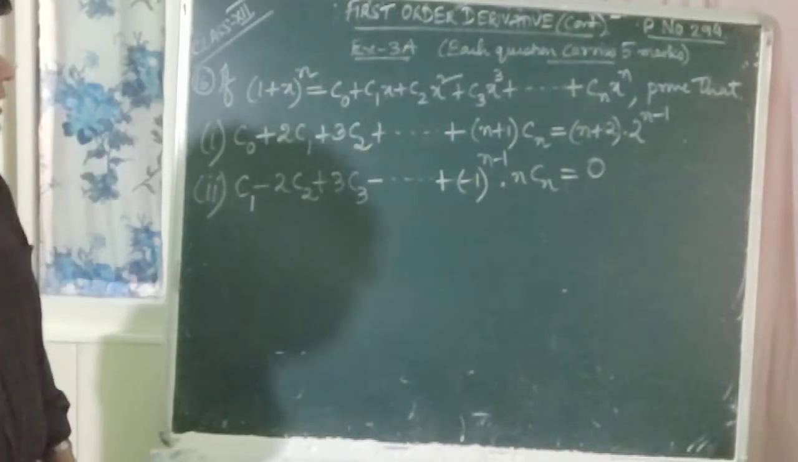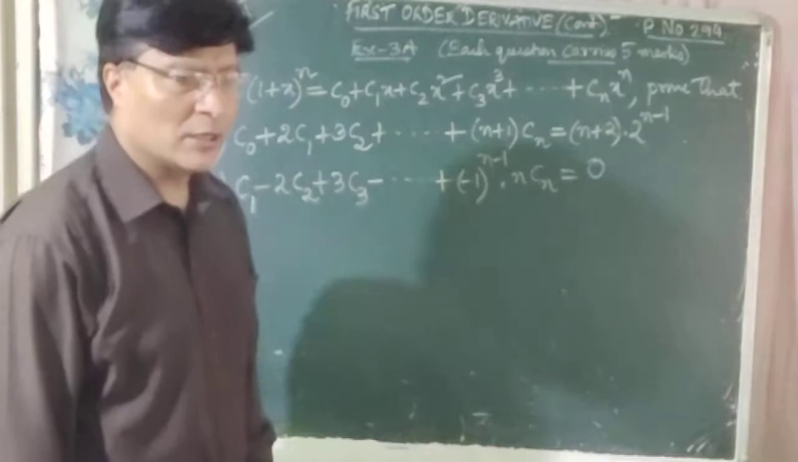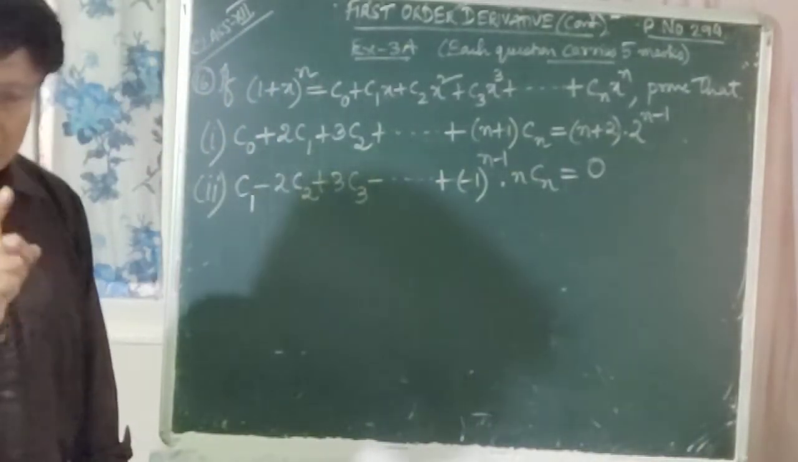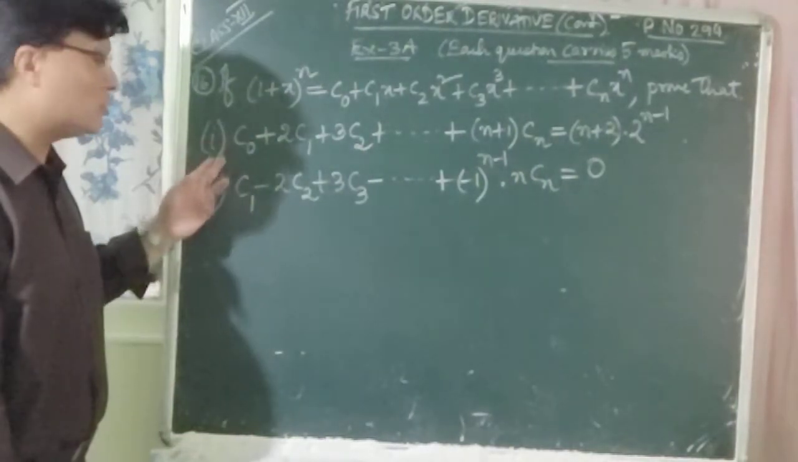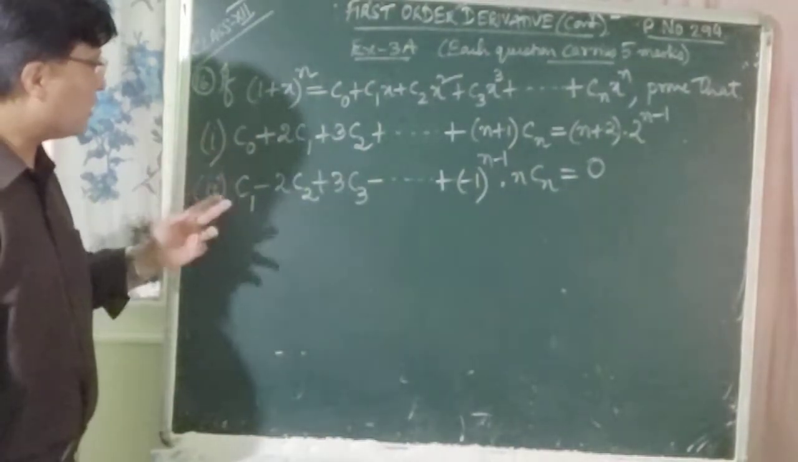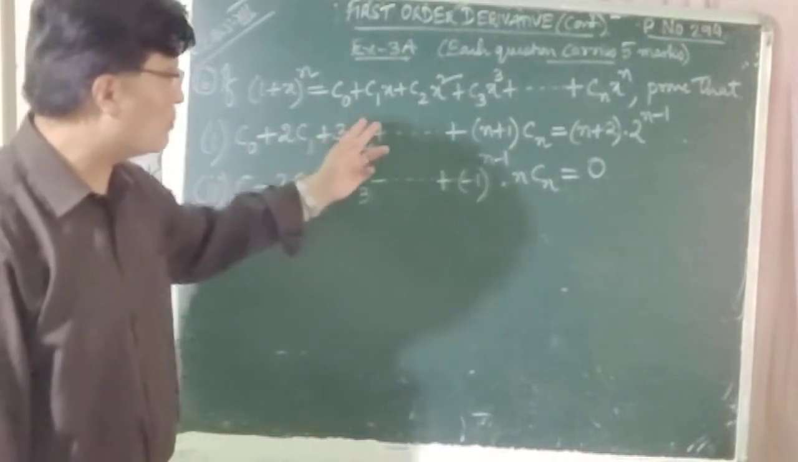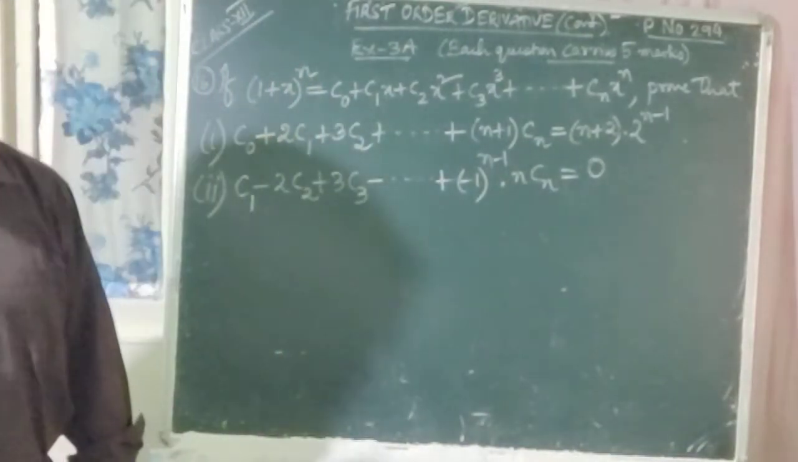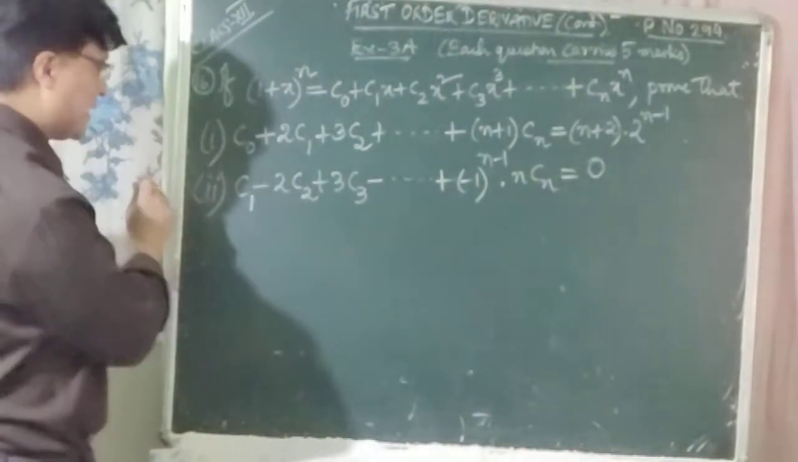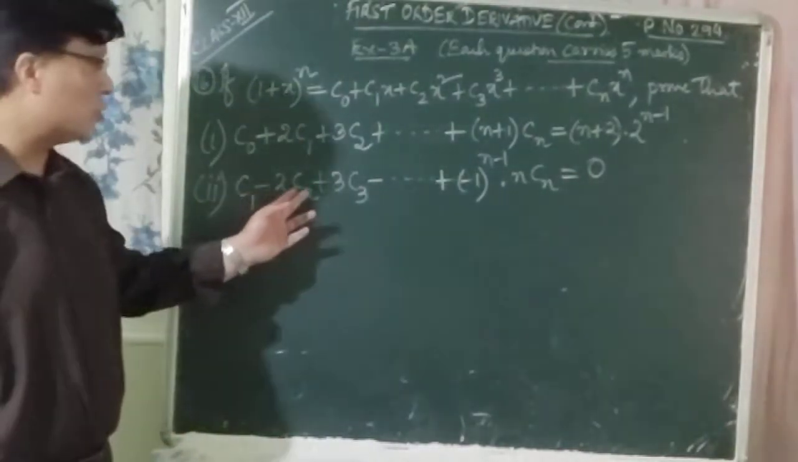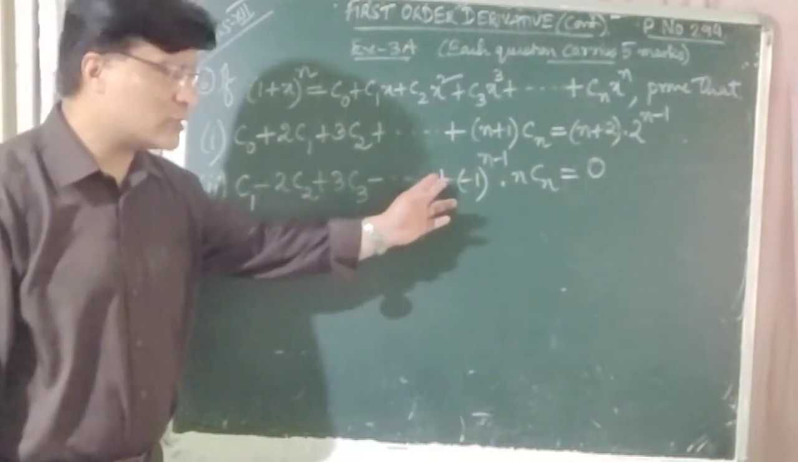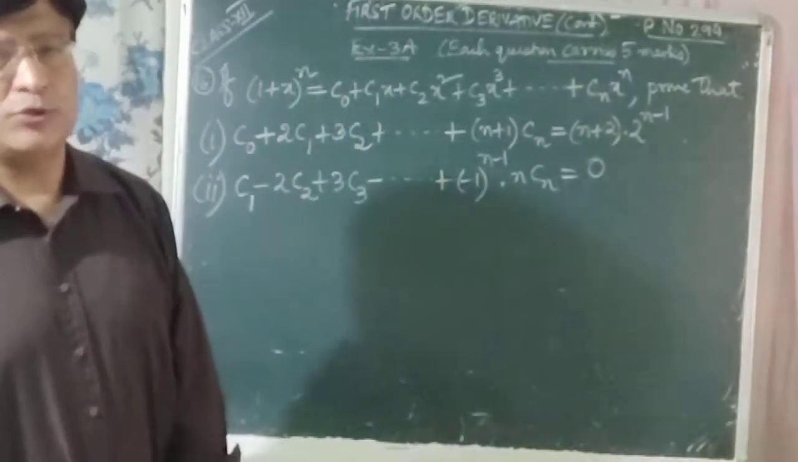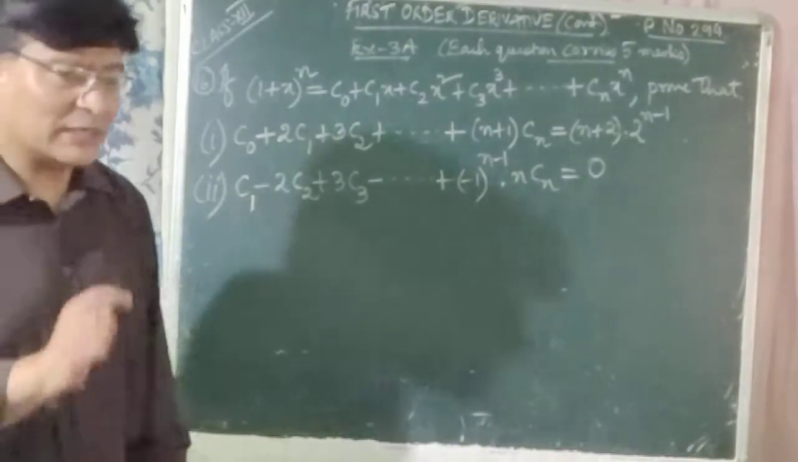(1 plus x) to the power n is equal to c0 plus c1x plus c2x square plus c3x cube plus ... plus cnx to the power n. So using differentiation, you have to prove these two relations. Number one relation is c0 plus 2c1 plus 3c2 plus ... plus (n plus 1)cn is equal to (n plus 2) into 2 to the power n minus 1. You have to prove this relation first, and then the second relation, that is c1 minus 2c2 plus 3c3 minus ... plus (minus 1) to the power n minus 1 into n cn, which is equal to 0. Okay, so let us prove it.